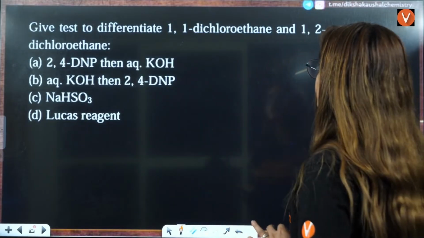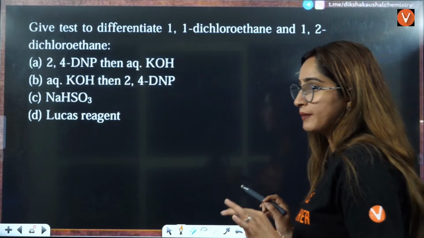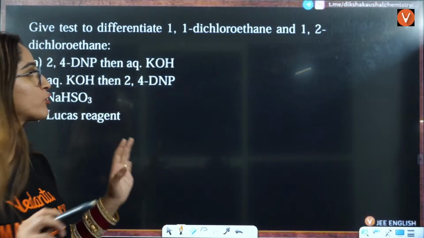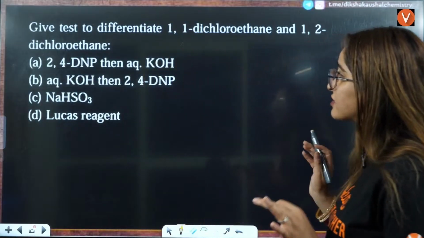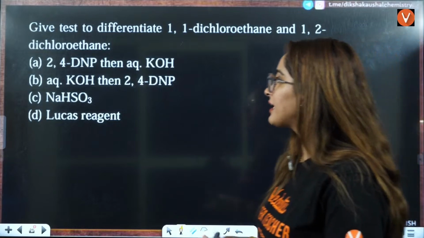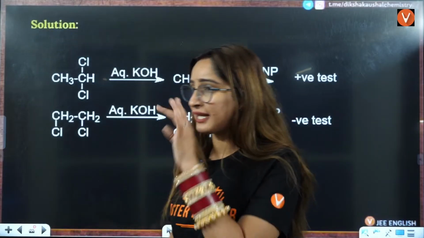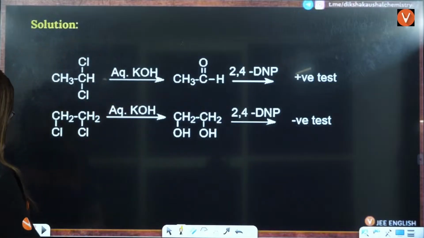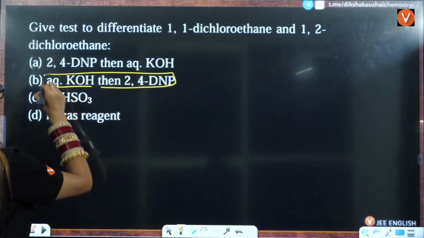Give a test to differentiate 1,1-dichloroethane and 1,2-dichloroethane. You have to distinguish these here. So the best test to distinguish this is going to be, let us see 1,1-dichloro. So according to me, this will be aqueous KOH, then 2,4-DNP, that is B.